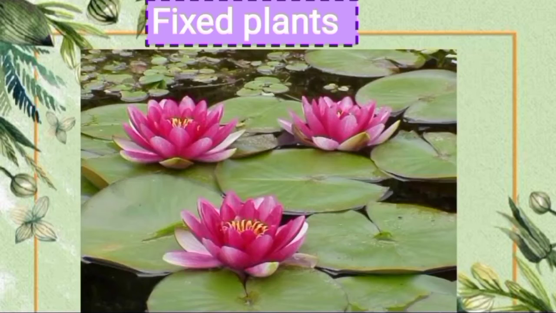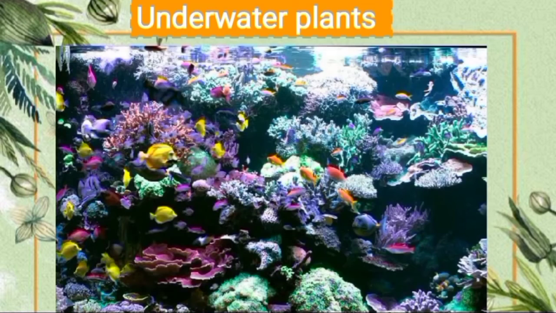Next is fixed plants. These plants have their roots fixed to the bottom of the pond, and they have thin, long and hollow stems to reach the surface of the water. Next is underwater plants. Underwater plants grow under the water surface and have thin and narrow leaves, and without any stomata, their leaves absorb gases dissolved in water directly through their surface.